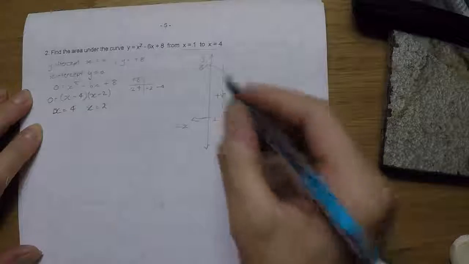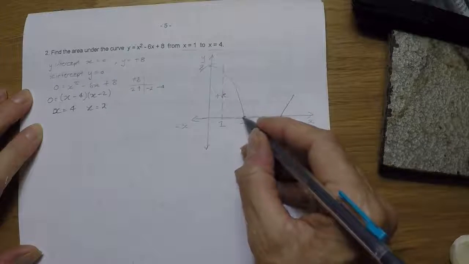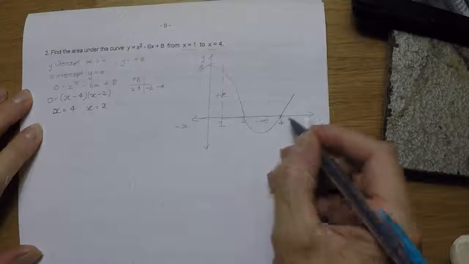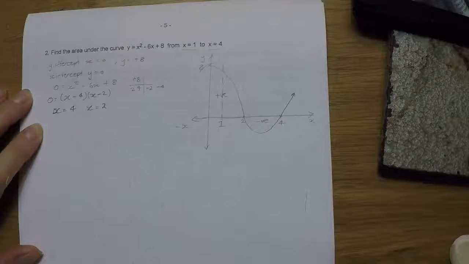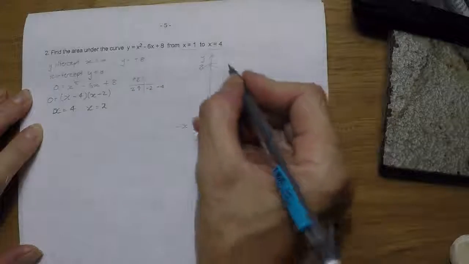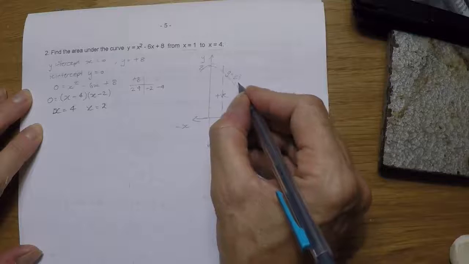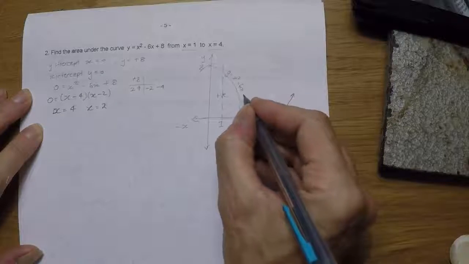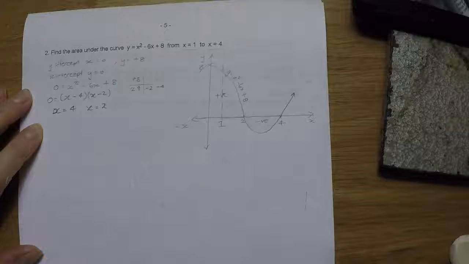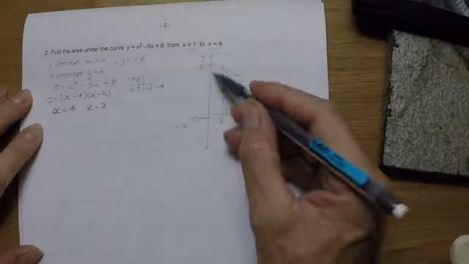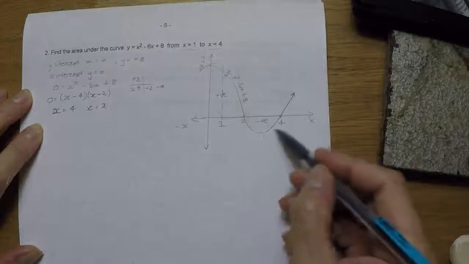So here we go. Here is my y-intercept at 8. In my sketch here, 2 and 4 are the x-intercepts. This graph is graphing y equals x squared minus 6x plus 8. We are interested in the area under the curve. We're not interested in this section here because we're only starting from 1. And we're interested in this section here.